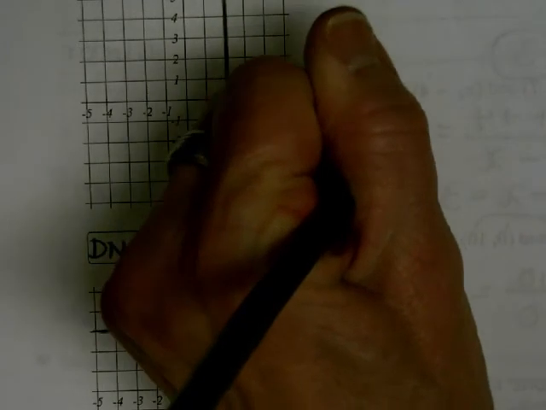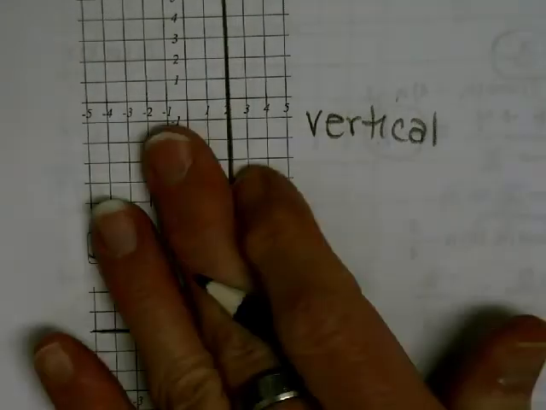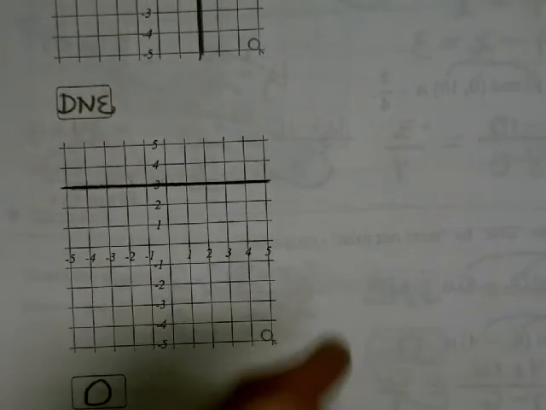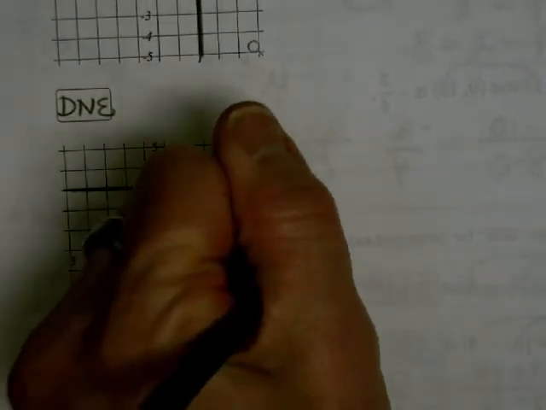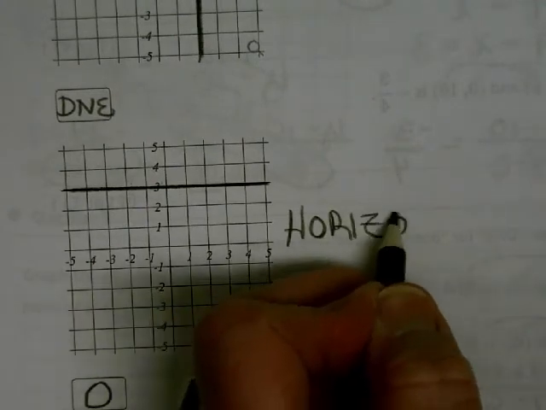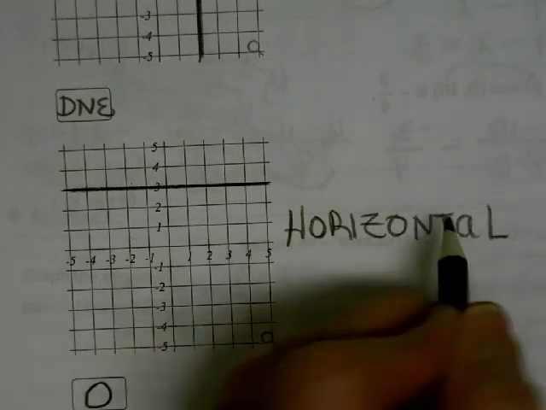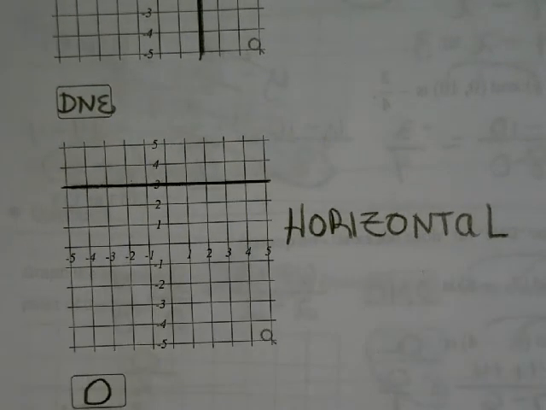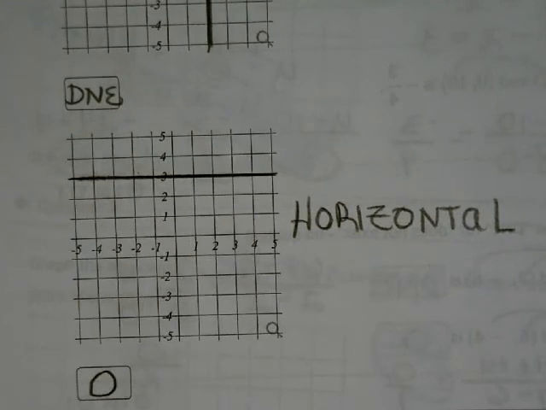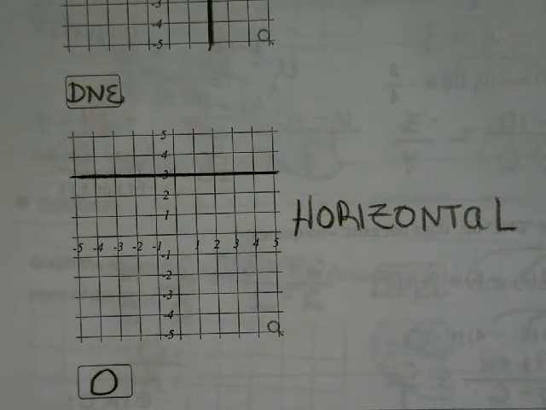One way to remember, this is my silly way to remember. Vertical, the word, doesn't have an O in it, so there's no slope, okay? But horizontal, see, horizontal, O. Horizontal. Yeah, that has an O in it, so it has a slope of 0. That's my silly way to remember it.